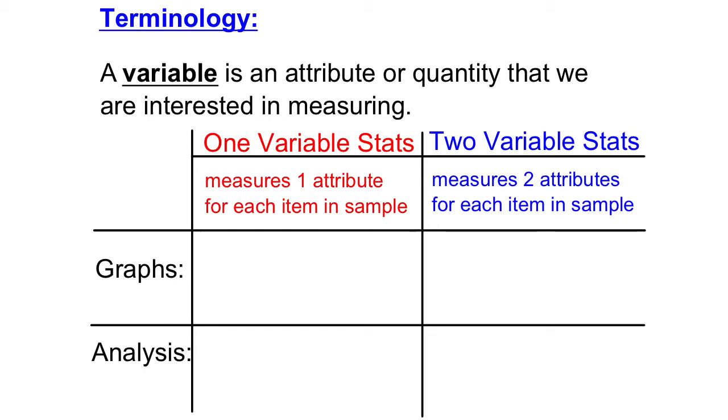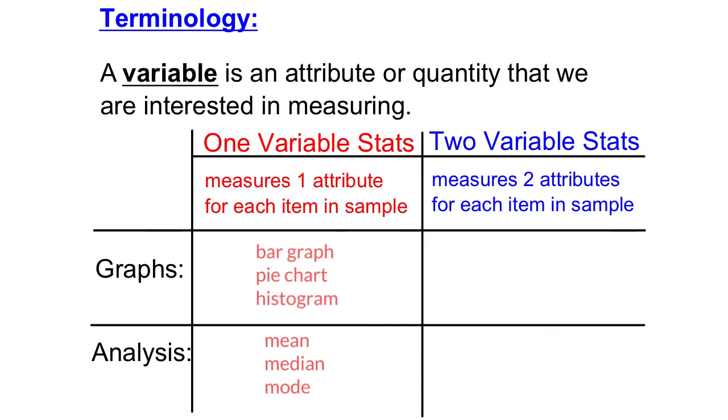So let's fill in this chart. What kinds of graphs would we use for 1 variable statistics? Well, these would be things like bar graphs, pie charts, and histograms, like we saw in the previous lesson. Those are all useful for graphing 1 variable or 1 attribute for each item. And the type of analysis we can do with 1 variable stats are, well, the mean, the median, and the mode.